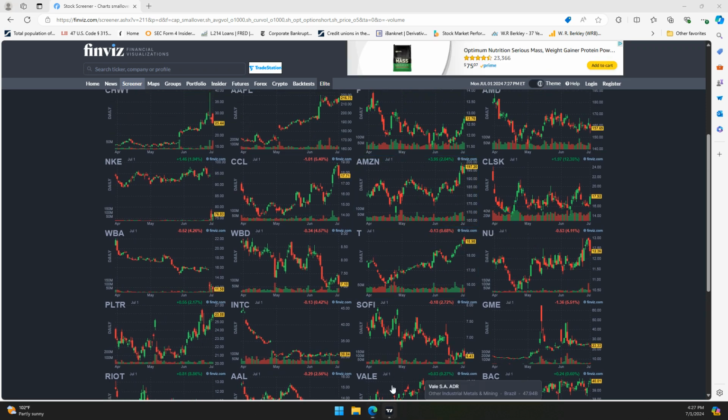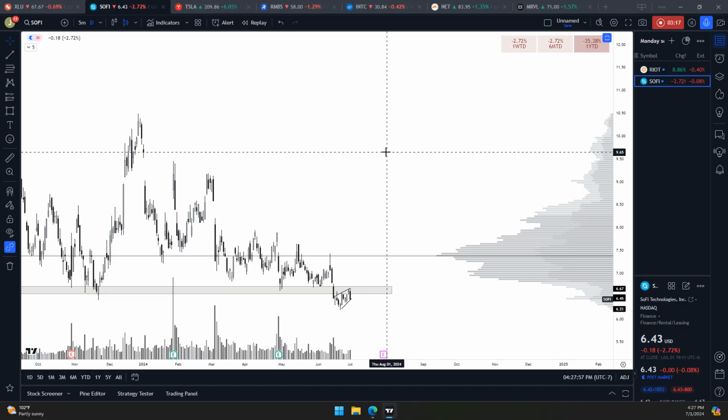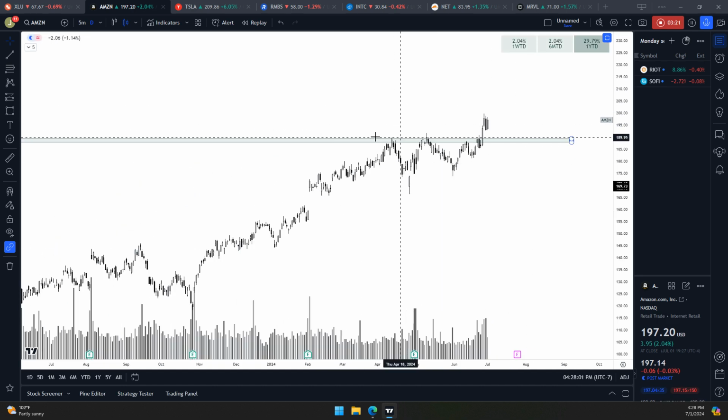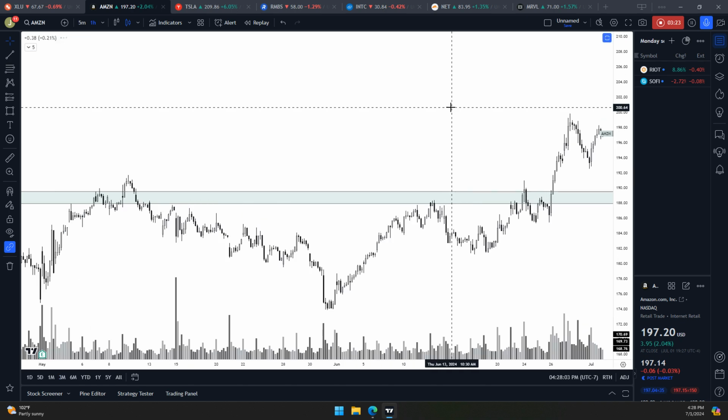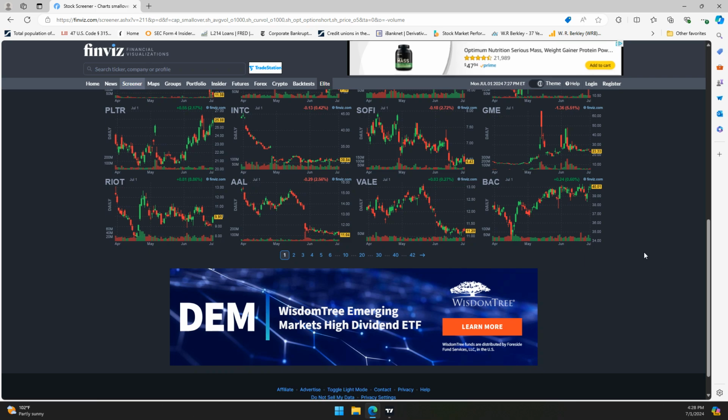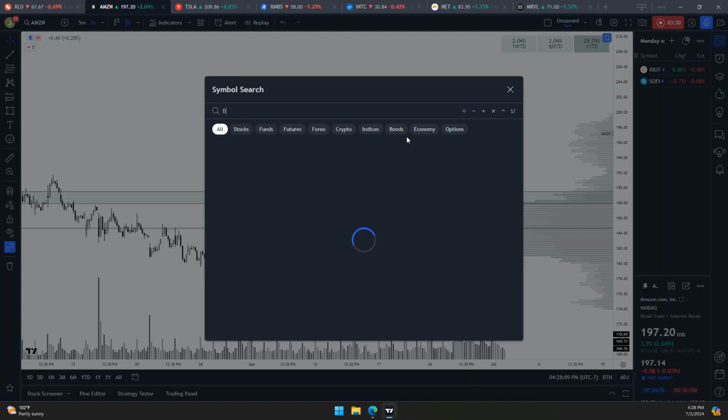There's one up here, Amazon. I like this one. Let's see. We'll bring it over here, see what we got. I like this kind of candle structure right here. It broke out above resistance. No, I don't really care, only because it's Amazon. I'm going to be looking at it anyways.